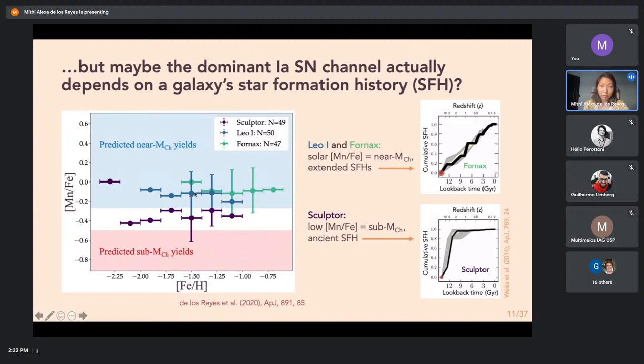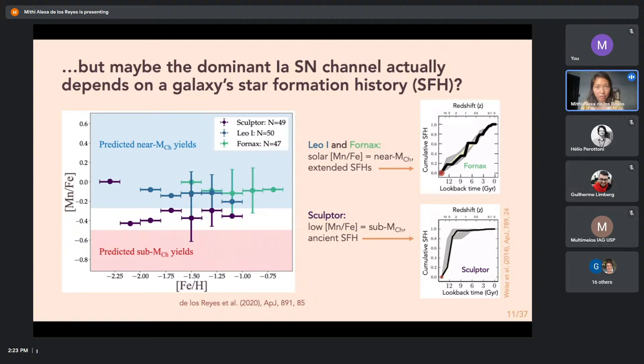And Leo 1 and Fornax actually have close to solar manganese abundances, which is what we expect from the more massive white dwarf explosions. So then the question is, why are these two different? This discrepancy is large enough to suggest that there's a real, physical difference in the nucleosynthetic source of manganese. But why is that difference happening?